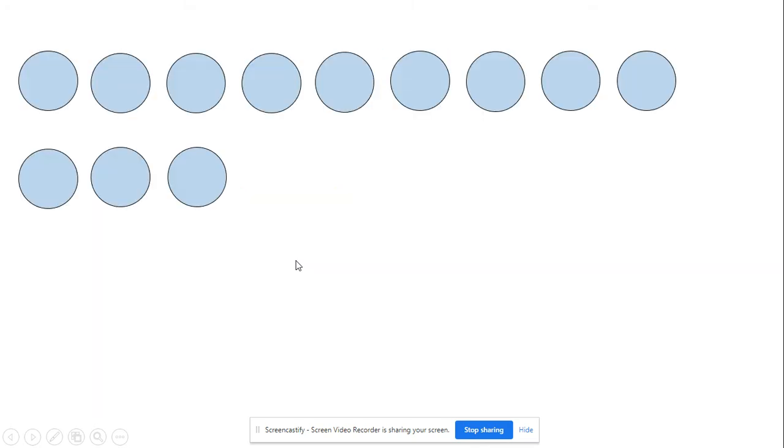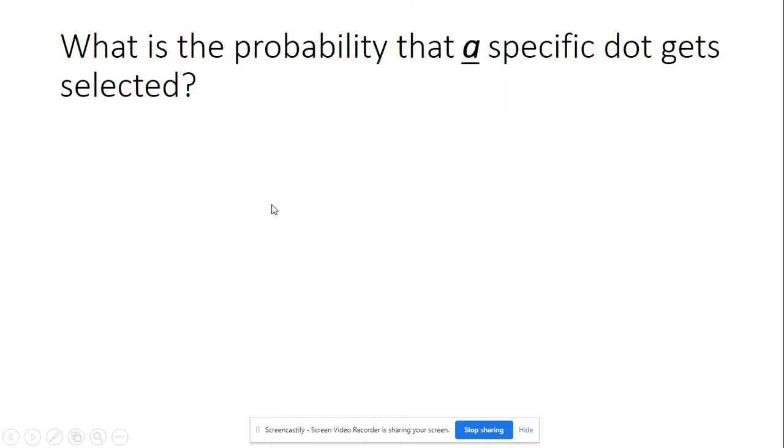All right, so we have 12 dots to select from, and we want 4. What is the probability that a specific dot gets selected? 1 out of 12.